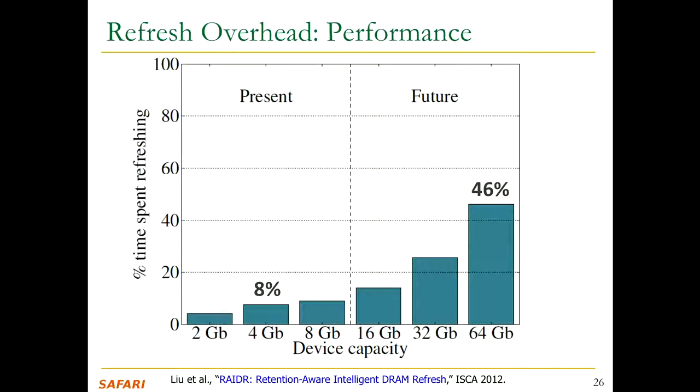Not that great. But if we keep business as usual, if we keep the same scaling methods that we use to scale DRAM into the future, a 64 gigabit device, which we really want in order to store more data, will spend about 46% of its time refreshing. That sounds bad, right? You produce this memory and 50% of the time it's unavailable because it needs to refresh.